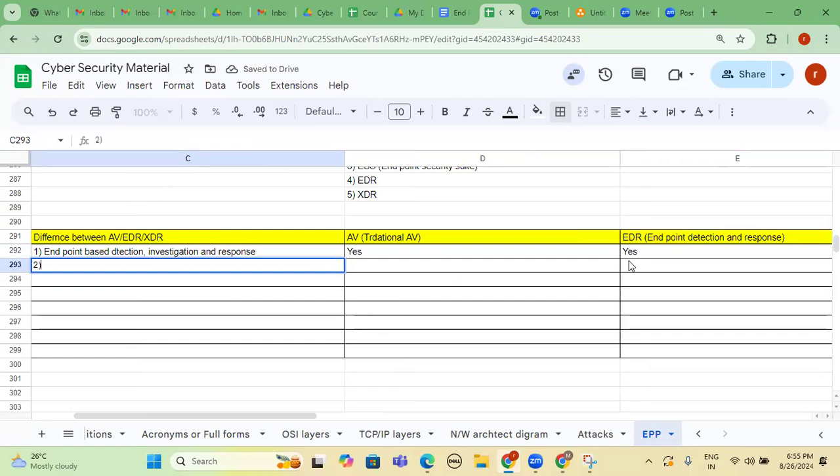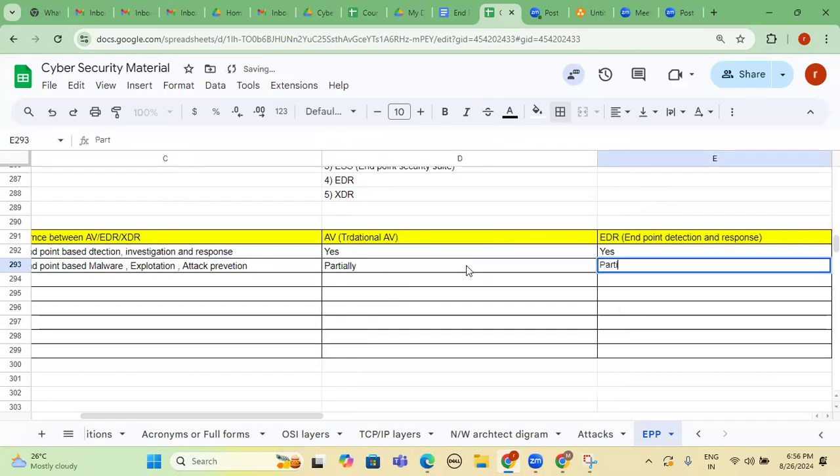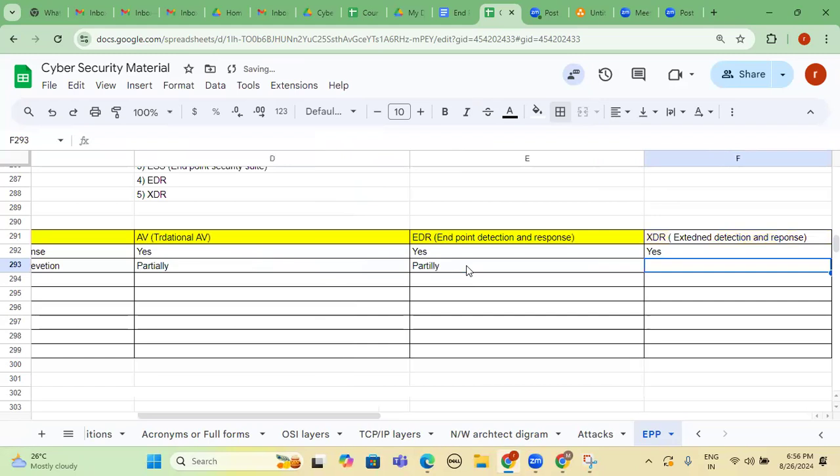So second point, endpoint based malware. In the similar way, exploitation. In the similar way, attack prevention. Antivirus will do it partially. EDR also will do it partially. XDR will do it fully.